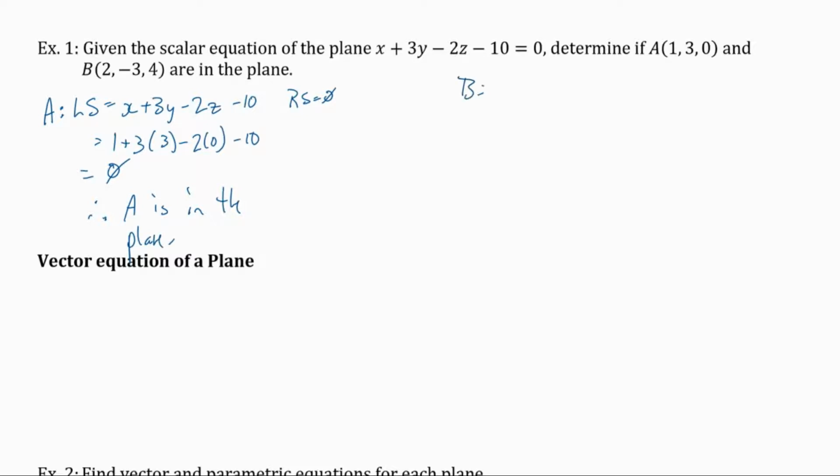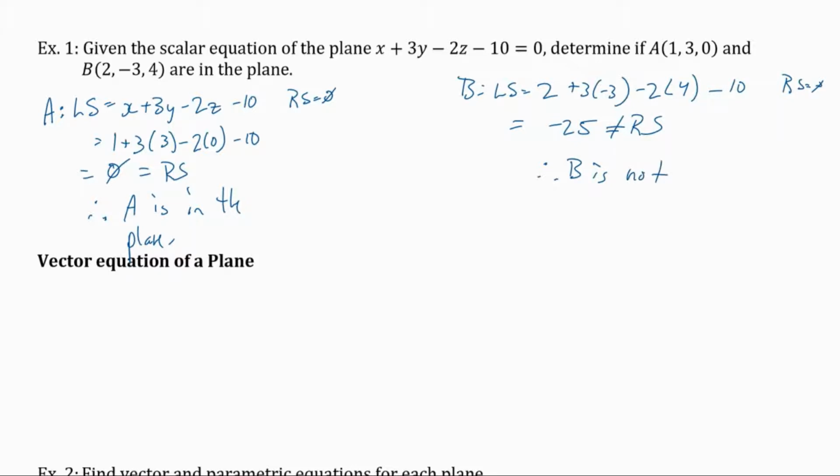What about B? So we've got 2 plus 3 times negative 3 minus 2 times 4 minus 10. Right side is 0. Whoops, not equal to the right side. This one was equal to the right side. Therefore, B is not in the plane.